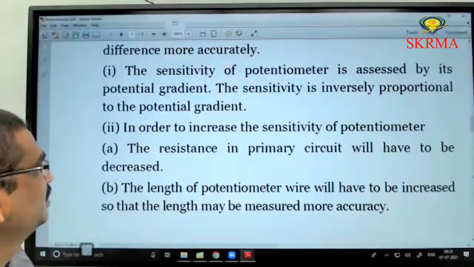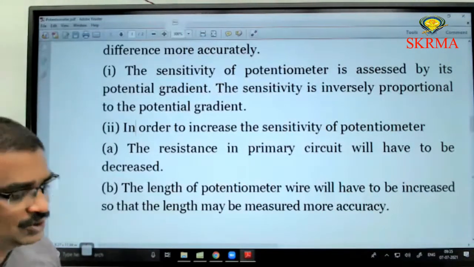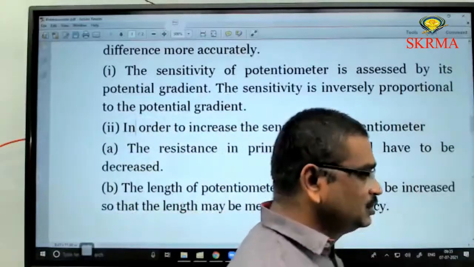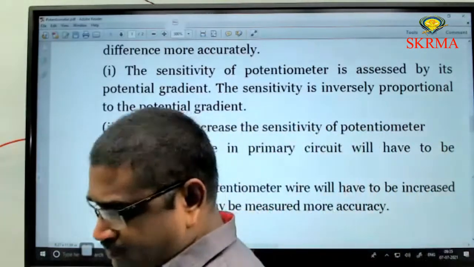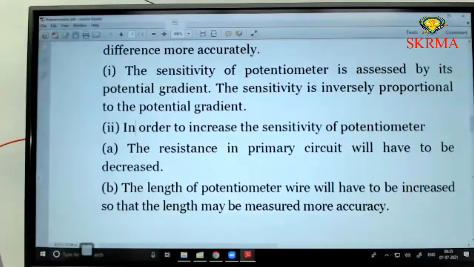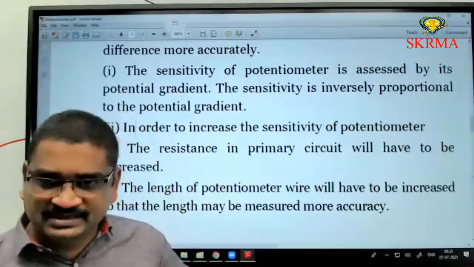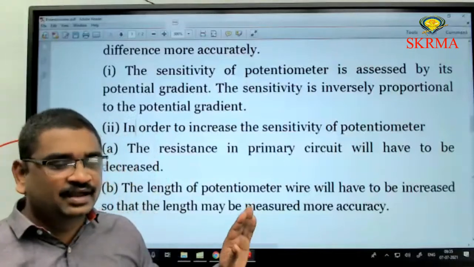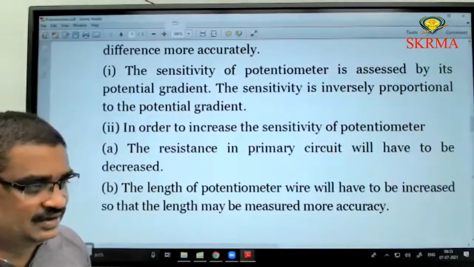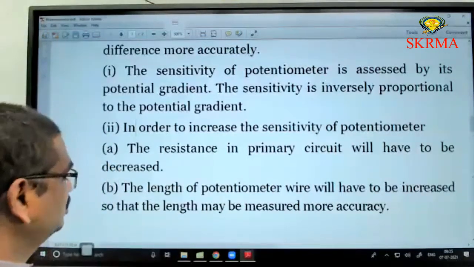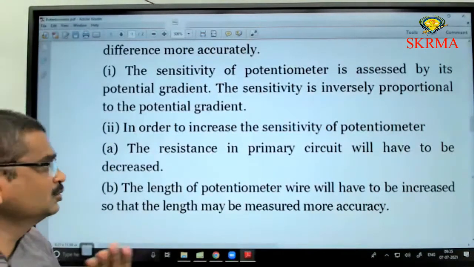Next, second point. In order to increase the sensitivity of the potentiometer, what do we need to do? First, sensitivity is inversely proportional to potential gradient. Is that clear? That means if we increase the potential gradient, sensitivity will decrease. So to increase the sensitivity of the potentiometer, what do we need to do?